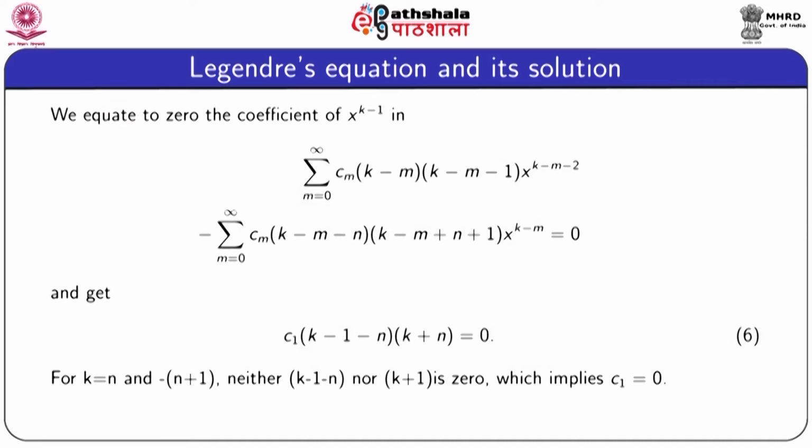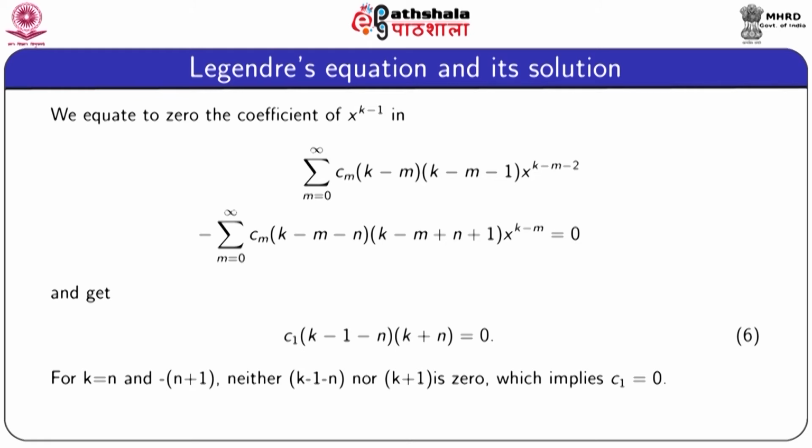Next, we equate the coefficient of x to the power k minus 1 to 0 in this particular expression. If I substitute m equal to 1, I get the coefficient of x to the power k minus 1. So, by substituting m equal to 1, I will get C1 (k minus 1 minus n)(k minus 1 plus n plus 1) x to the power k minus 1. So, I get an expression like this.